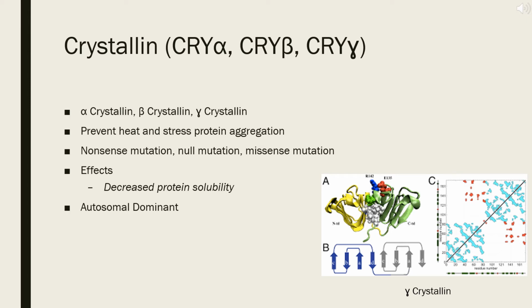So crystalline is going to be the first protein that I cover, and it is coded for by a couple genes, which include alpha crystalline, beta crystalline, and gamma crystalline. So the function of these proteins is to prevent heat and stress-induced protein aggregation. There are multiple mutations of these genes that can affect the crystalline production that they have found, which includes nonsense mutation, null mutation, and missense mutation. The effect this mutation has on the eye is a decreased protein solubility, which causes the formation of the cataract, and this gene is inherited as autosomal dominant.